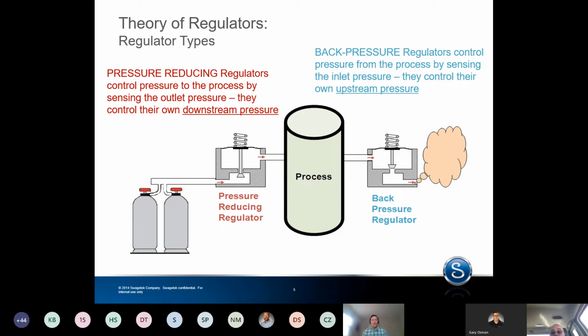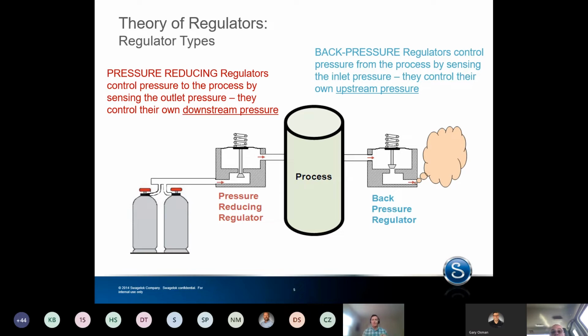So pressure reducing regulators do just what their name implies, right? They take a high pressure source, whether it's a gas or a liquid, and they reduce that pressure down to something that's usable for a process. And that process can be a whole host of things, right?